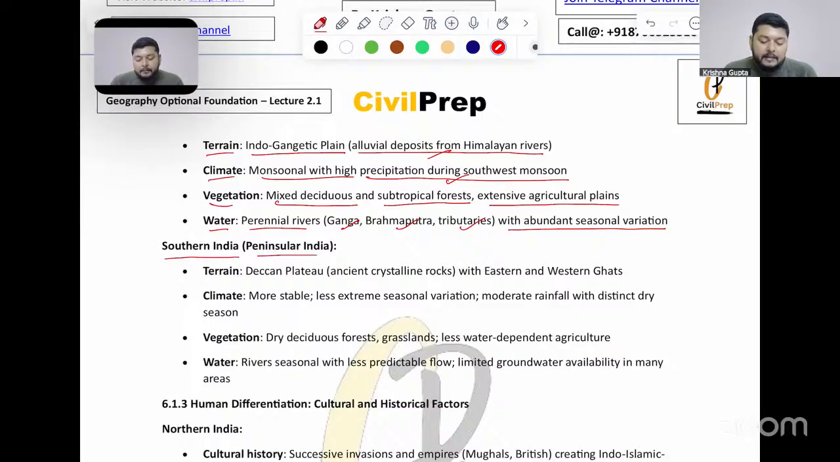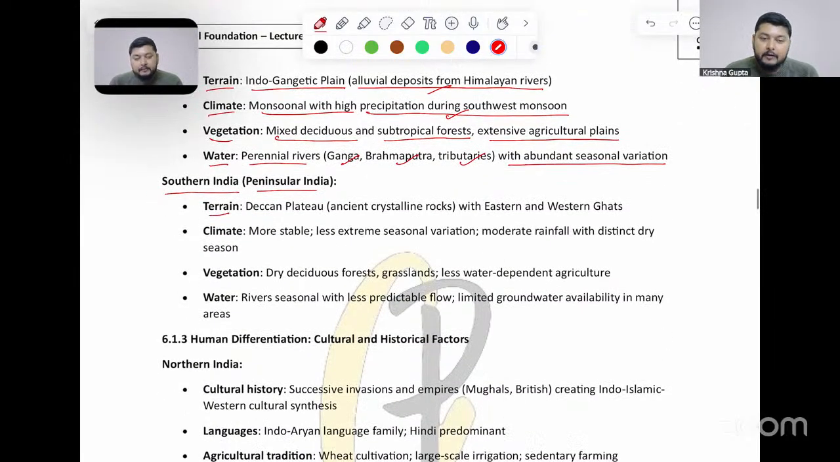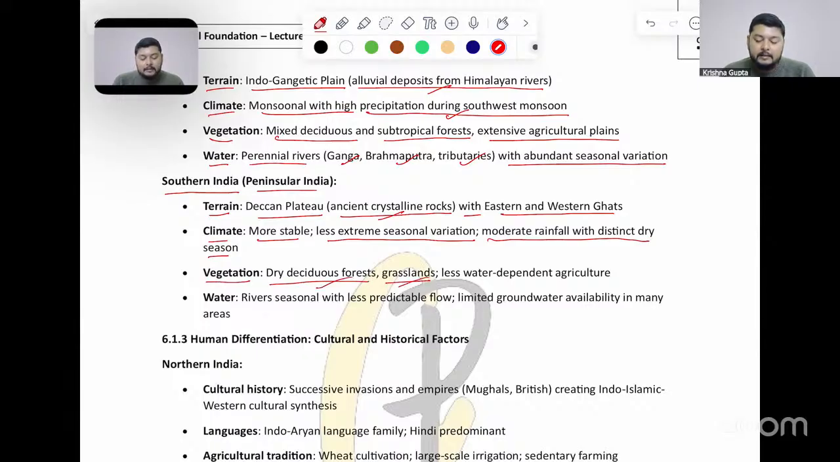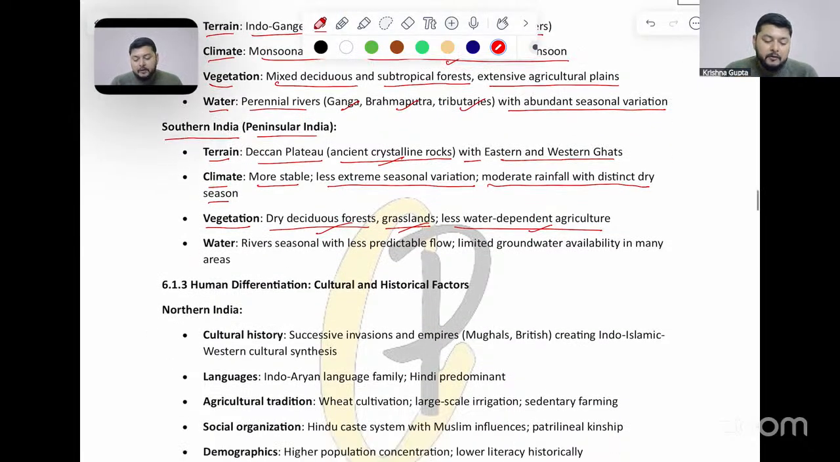Southern India, peninsular India. Terrain, if we look, Deccan Plateau, ancient crystalline rocks are present here, with the eastern and western Ghats. Climate, more stable, less extreme seasonal variation because of the continentality factor, moderate rainfall with distinct dry seasons. Vegetation, dry deciduous forest, grasslands, less water-dependent agriculture, majorly millets and other crops. Water, rivers seasonal with less predictable flow. Limited groundwater availability in many areas is also present here.